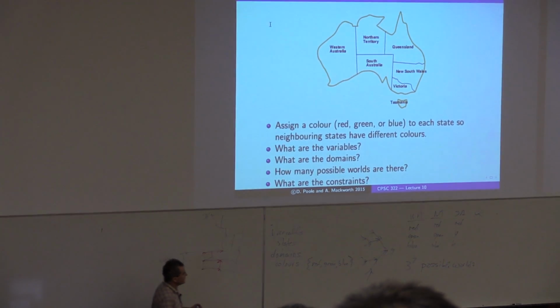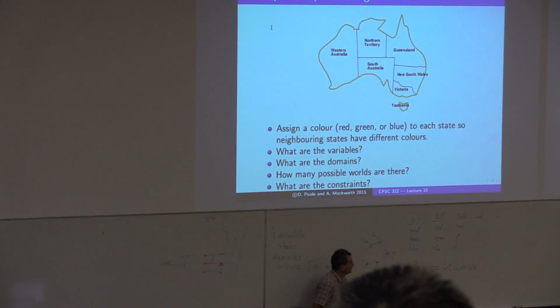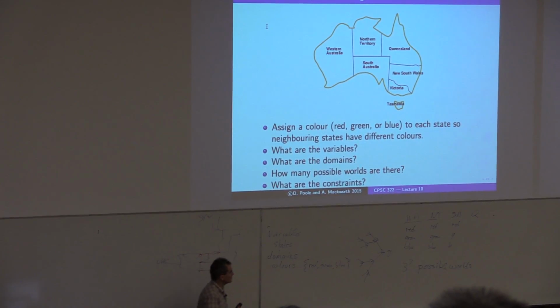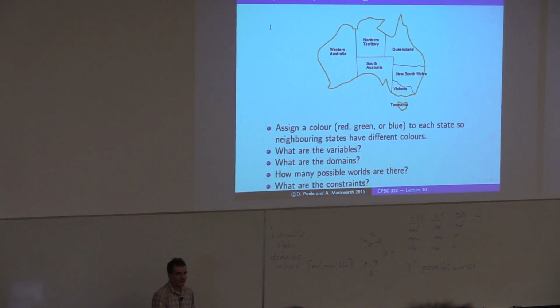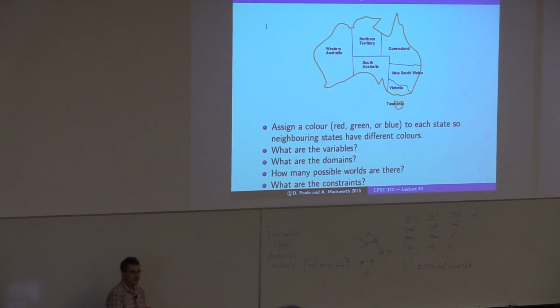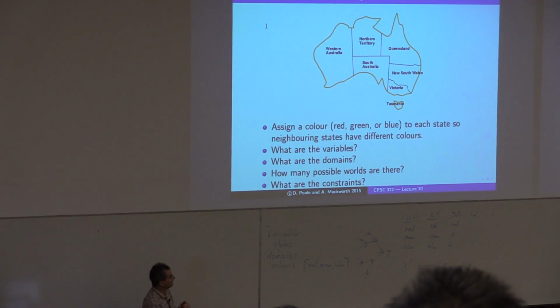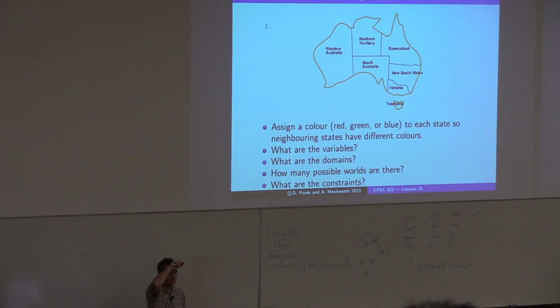And what are the constraints in this? What are the constraints about the assignments of values to variables? They're all going to be different colors to their neighbors, right? So tell me one constraint that we're not allowed to have.